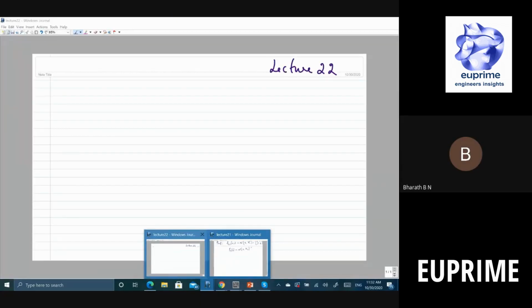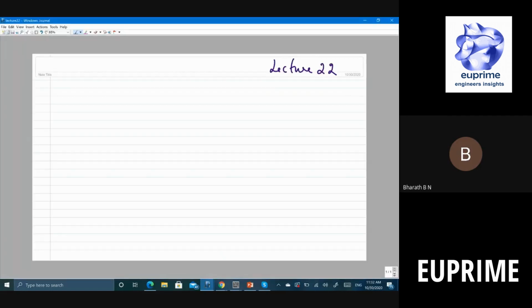So in the last class, we were looking at the conditional density of a Gaussian random vector. So let's look at the proof of that. Essentially, I have to write the joint density of x, y and divide it by the marginal to get the conditional, right?